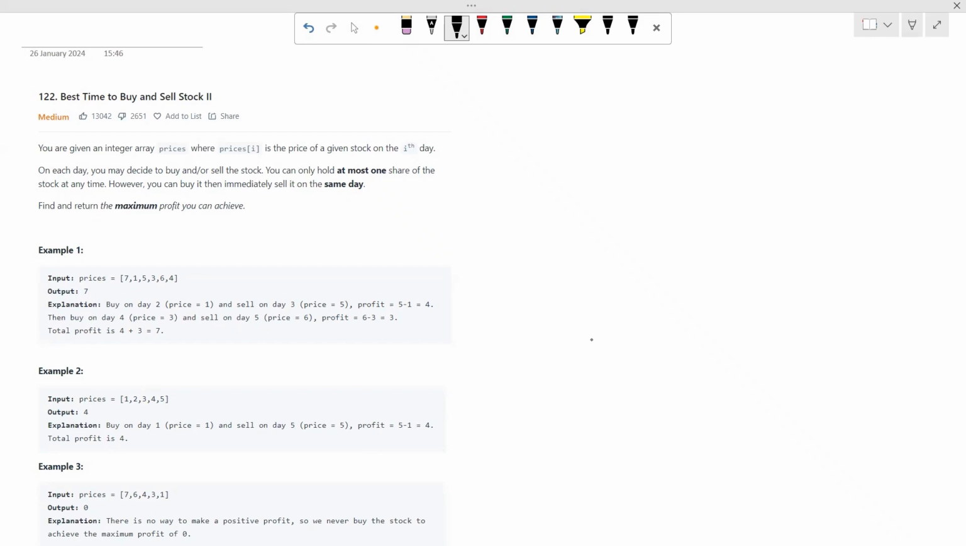Today we are going to solve the ninth question of our Goyal DSA sheet, and the question is Best Time to Buy and Sell Stock II. Now let's look at the problem statement.